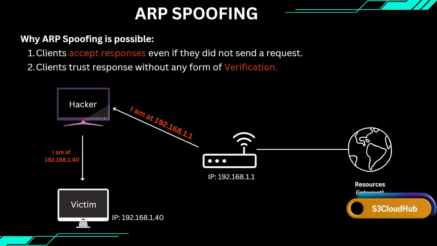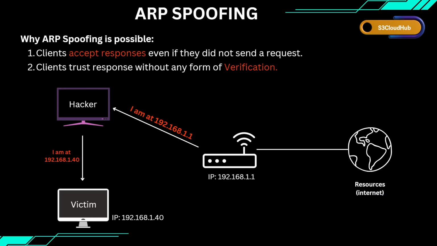Let's look at a practical example. Imagine you are connected to a Wi-Fi network in a coffee shop. If a hacker is also connected to the same network, they can launch an ARP spoofing attack. The hacker sends an ARP response to your device pretending to be the router, and sends a fake ARP response to the router pretending to be your device.